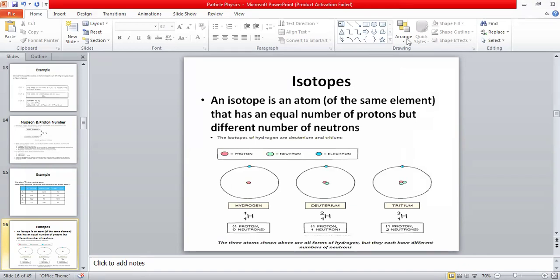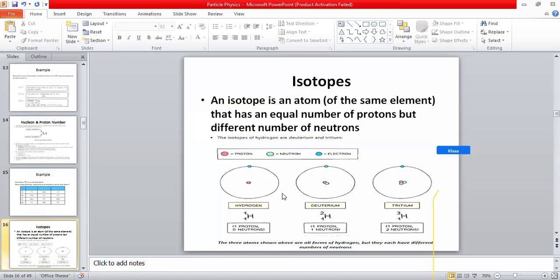Atoms having a different neutron number. Yes, they are atoms of the same element, right? They are different atoms, and these different atoms are of the same element, but they have the same proton number but different neutron number. Or you can say they have the same atomic number, but different mass number. Such atoms are called isotopes.